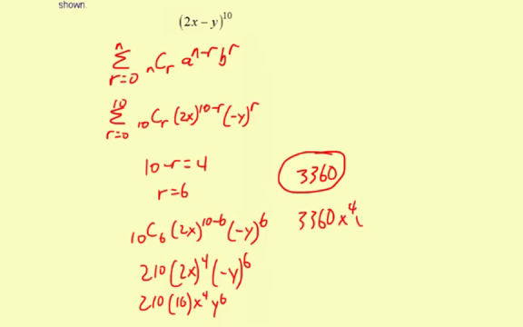X to the fourth, y to the sixth. So 3360, x to the fourth, y to the sixth would be the full term, but the question is just asking for the coefficient.